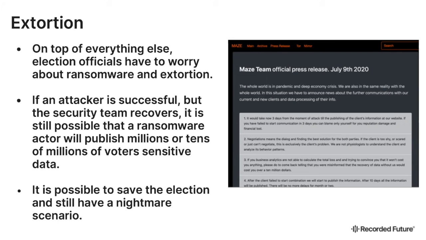On top of everything else, the election officials now have to worry about ransomware and extortion, because if an attacker is successful, but the county or the state doesn't pay the ransom, you still have the problem of ransomware actors potentially stealing millions and millions of voter records, and not the publicly available voter records that anybody can get a hold of, but things like the signature database and all of the other critical private stuff that the states or the counties don't release. So it's possible to still save the election, but have this nightmare scenario where your whole voter database is exposed to the internet. Obviously bad.